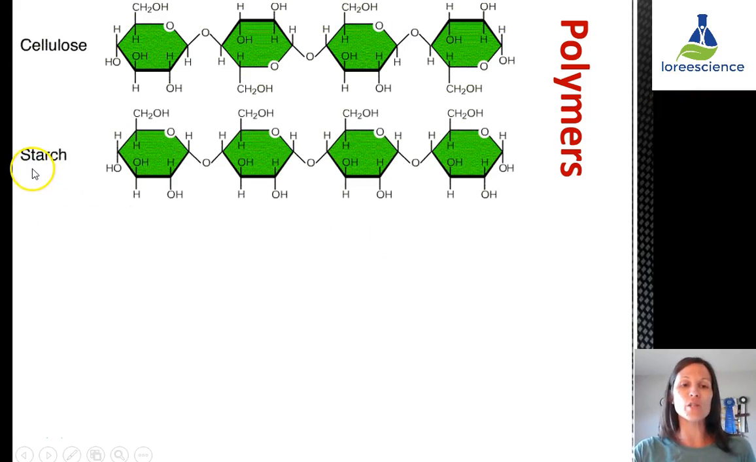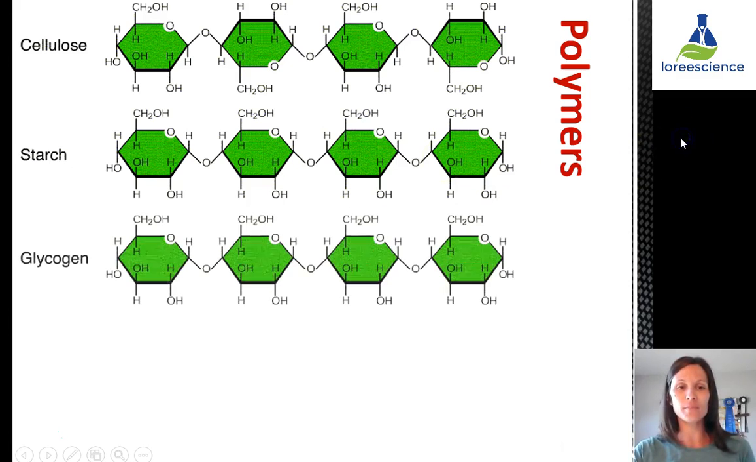Another example is starch. Now notice here, it's repeating monomers of glucose, but these are all alpha linkages. So our body has the enzymes to break these down and can do so. So starch is mainly a storage molecule for us. However, we can break those linkages and use the smaller units for energy.